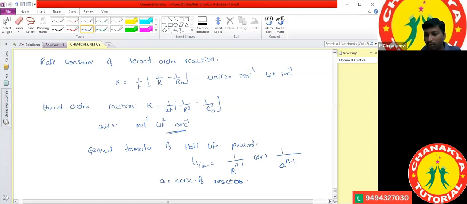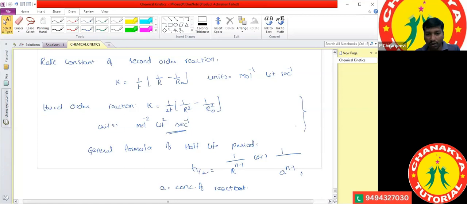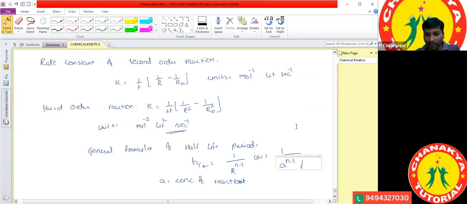By using this formula, sometimes they ask the question, what is the general formula of the half-life period? The half-life period is t half equal to 1 by R to the power of n minus 1. All these are some additional information, which is required for the JEE Mains level and Advanced level. Now you got the clarity.